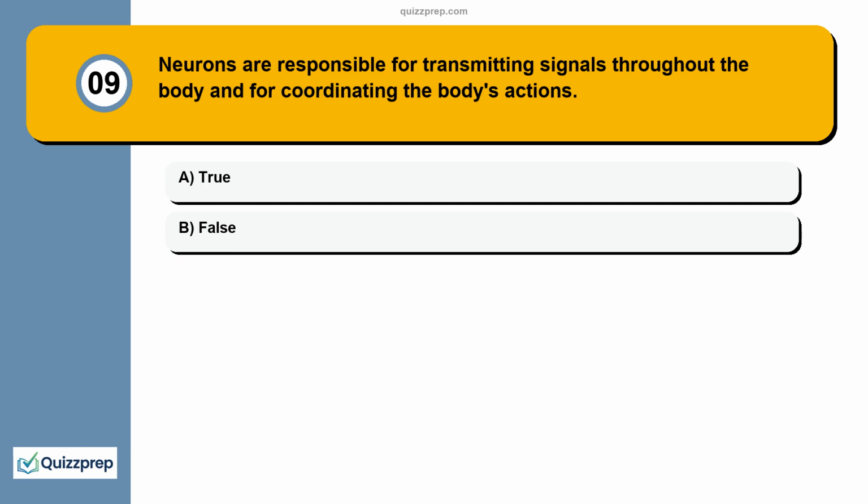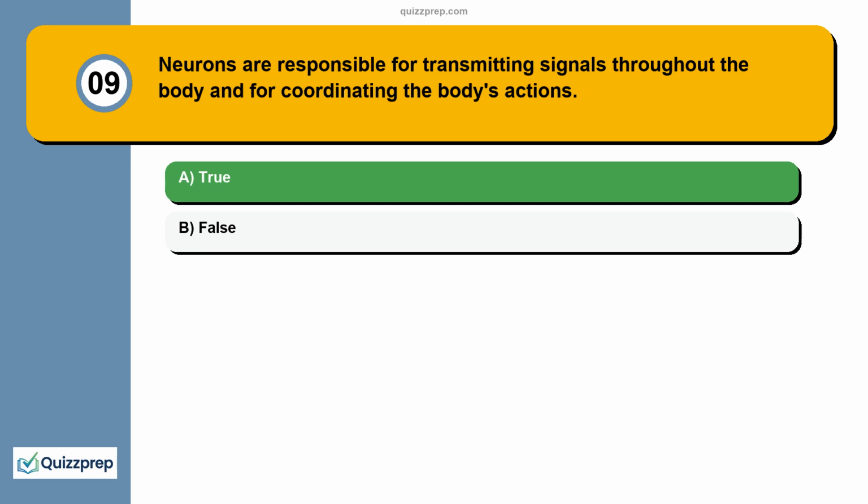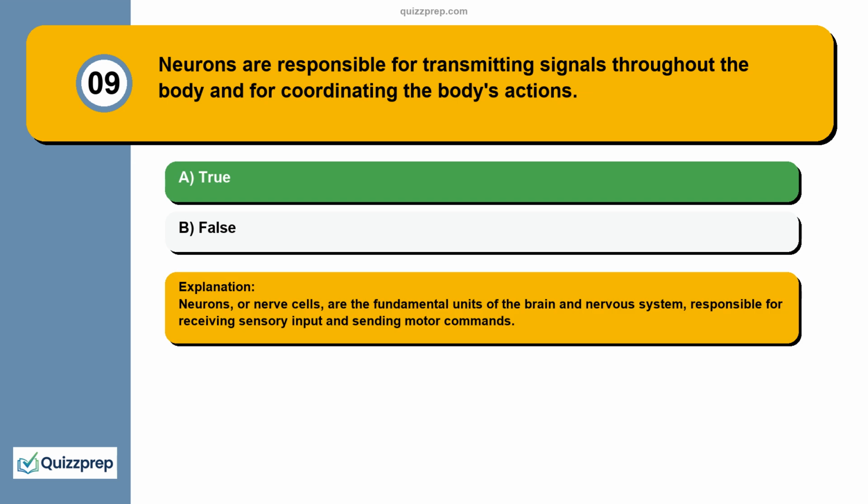Question 9. Neurons are responsible for transmitting signals throughout the body and for coordinating the body's actions. True or false? Neurons, or nerve cells, are the fundamental units of the brain and nervous system, responsible for receiving sensory input and sending motor commands.